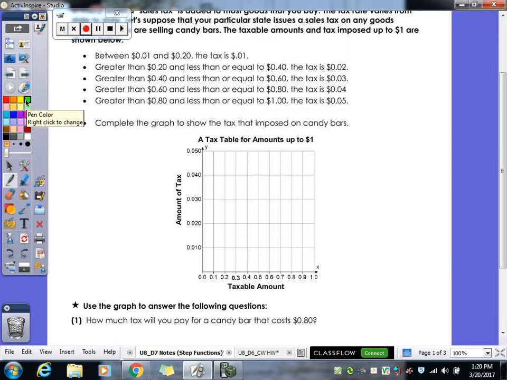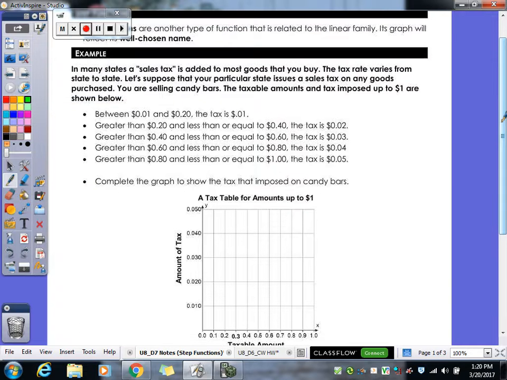Like this first problem, we're talking about sales tax. It says, in many states, the sales tax is added to most goods that you buy. The tax rate varies from state to state. Let's suppose that your particular state issues a sales tax on any goods purchased. You're selling candy bars. The taxable amount and tax imposed up to $1 are shown below.